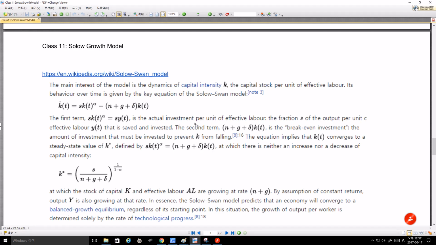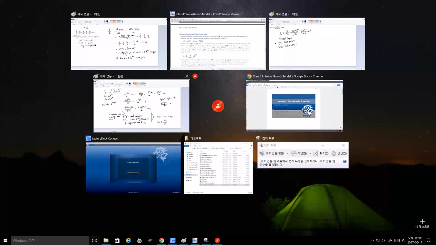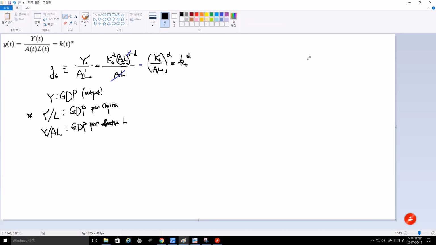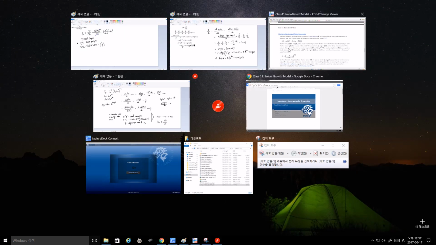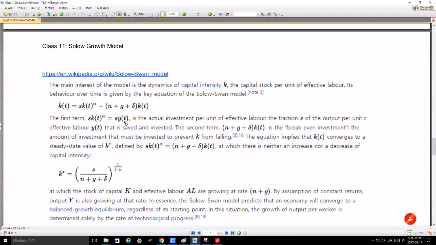So this first part is the actual investment per unit of effective labor, because saving y is, as I told you, small y. So we write this one as a small y, GDP or output per effective labor. Small y is output per effective labor. Saving, so actual investment or actual saving per unit of effective labor, is the fraction s of the output per unit of effective labor y that is saved and invested.